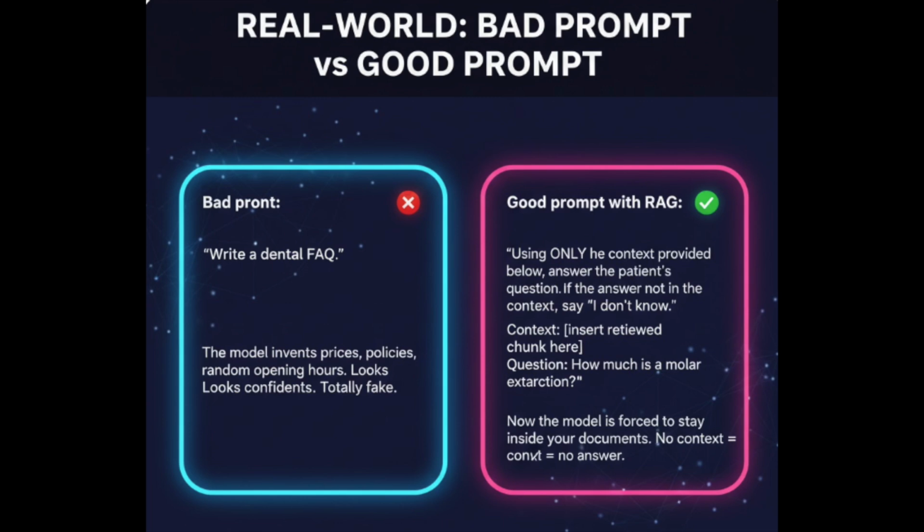Real world, bad prompt versus good prompt. Bad prompt: write a dental FAQ. The model invents prices, policies, random opening hours, looks confident, totally fake. Good prompt with RAG: using only the context provided below, answer the patient's question. If the answer is not in the context, say "I don't know." Context: insert retrieved chunk here. Question: how much is a molar extraction? Now the model is forced to stay inside your documents. No context equals no answer. That's how you build trustworthy agents.